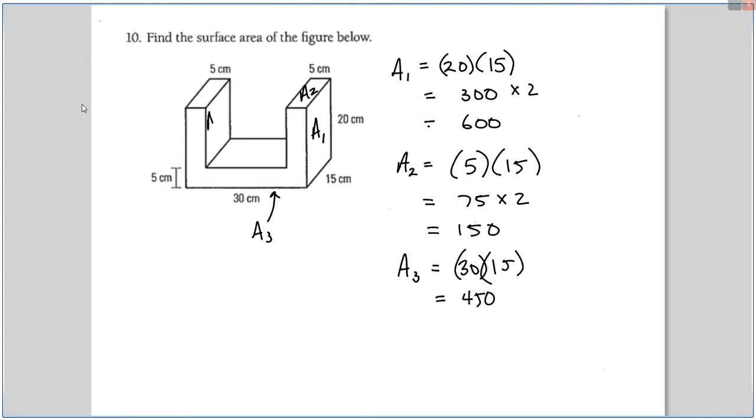Okay, what about this shape here? Let's call this A4. Do you see that one? What are the dimensions of A4? Now we're getting a little bit weird.